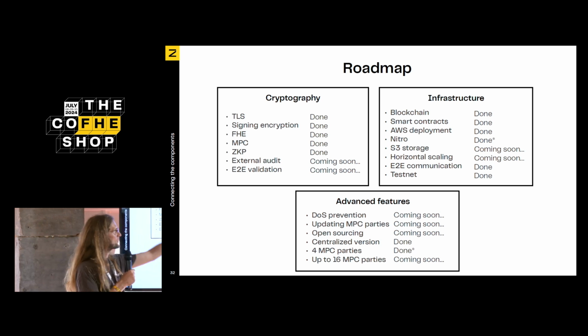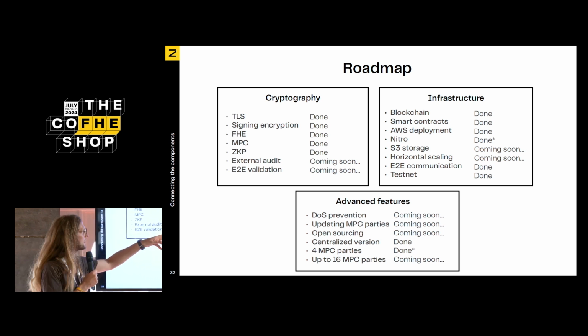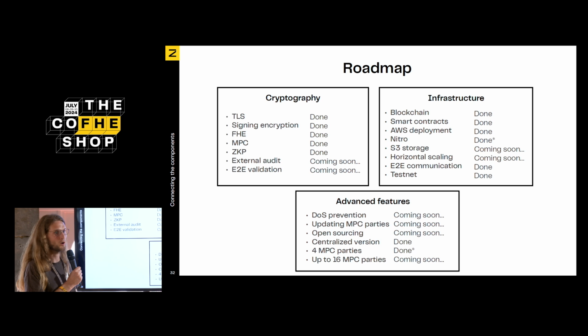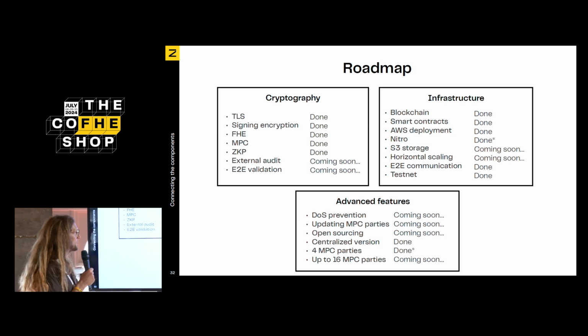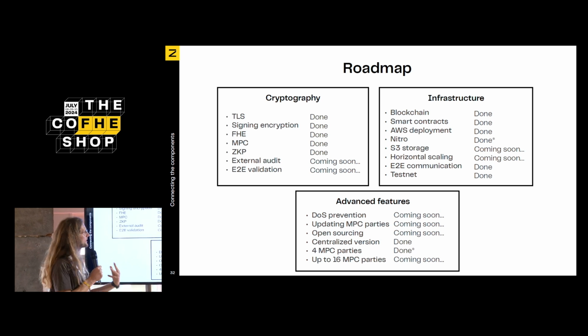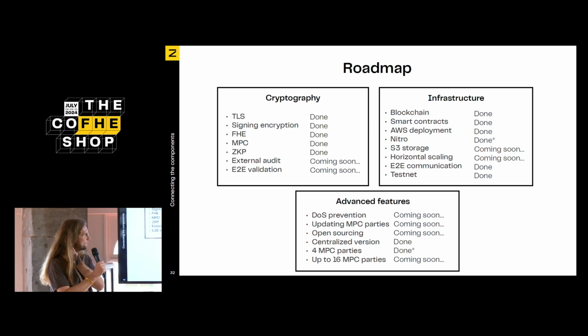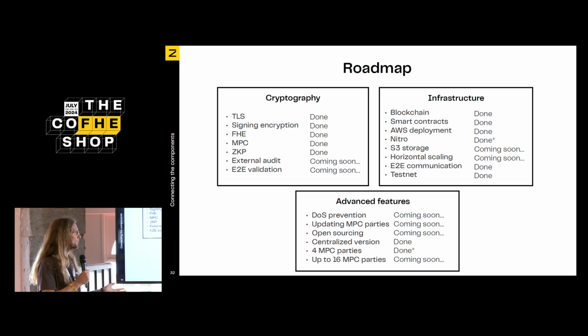When it comes to the infrastructure, the launching of the TKMS blockchain is done. The smart contracts needed are done. We're deploying things on AWS also. The Nitro version is done for the centralized stuff, and we are working on getting it fully deployed. S3 storage and horizontal scaling is something we will be working on soon.